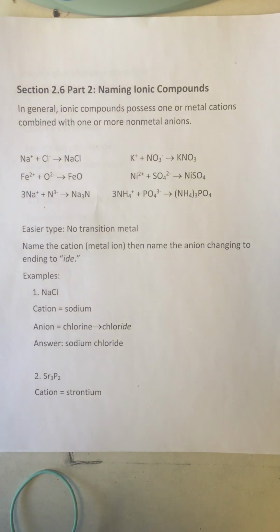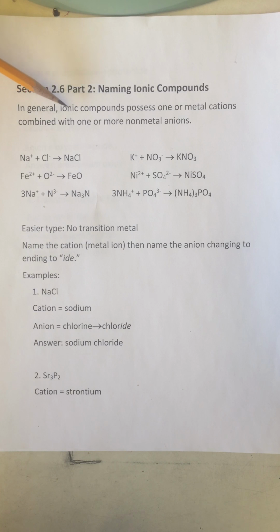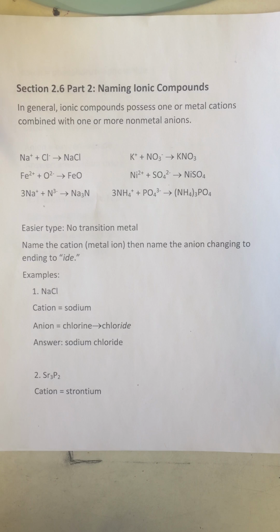Now we're going to look at examples of naming ionic compounds. We need to have a language of chemistry, and we need to know the types of compounds we're working with. So we're going to begin by talking about ionic compound naming. In general, ionic compounds possess one or more metal cations combined with one or more non-metal anions. So a metal cation and a non-metal anion.